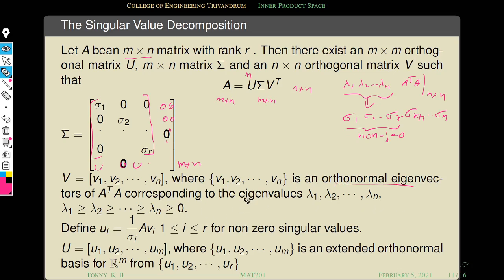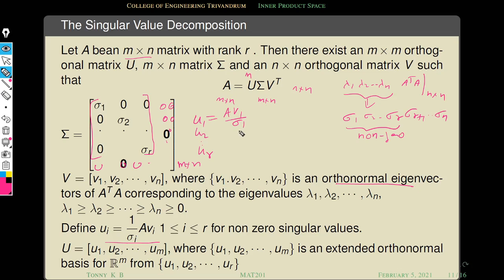The next one, construction of U. How to construct U? Corresponding to these R non-zero singular values, we can define u1, u2 up to ur. They correspond to these non-zero singular values. How to define u1? u1 is defined like this: u1 is A v1 by sigma 1.